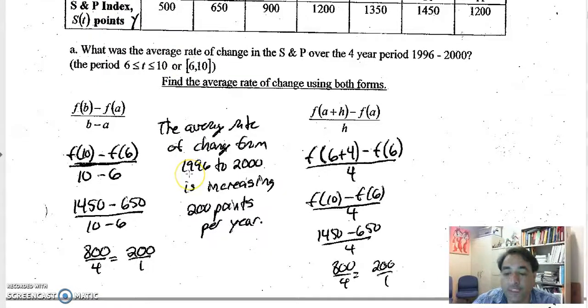Now I can get the same exact answer using the other formula, f of a plus h minus f of a over h. So it would be f of 6 plus 4 minus f of 6 over 4. Now please understand, it's the same thing. 6 plus 4 is 10, so f of 10 is just what we got last time. f of 10 minus f of 6. It's just looking at it a different way. Instead of starting at 6 and ending at 10, we're starting at 6 and ending 4 years later, which is 10. And you get the same answer, 200 over 1.